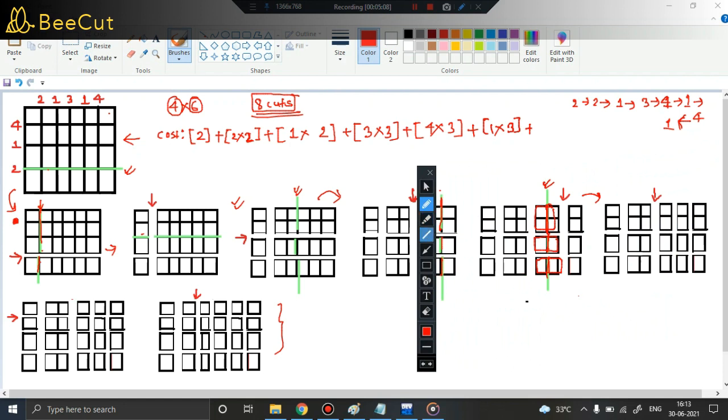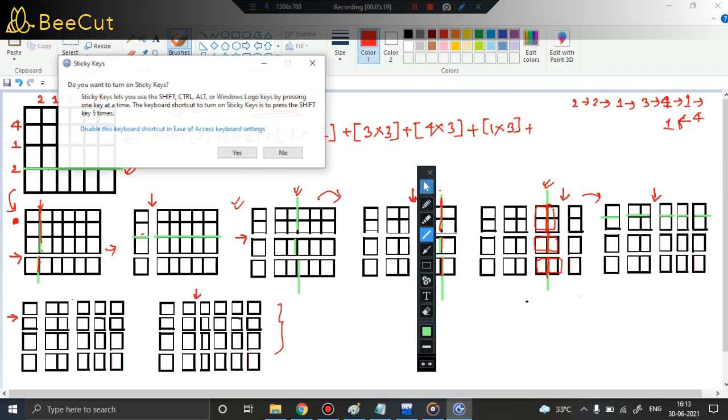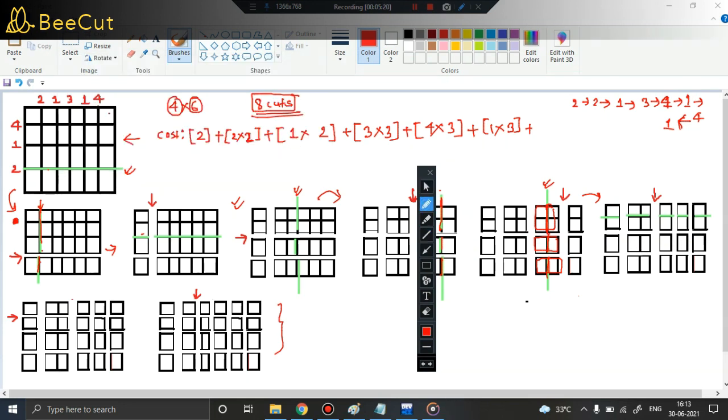Now again I am interested to cut it along which edge? Suppose this horizontal edge. 1 cut here, 2 cut here, 3 cut here, 4 cut, 5 cut. I hope you got the point. So basically, what is the cost of this edge? The cost of this edge is 4. So again I'll be doing 4 into how many times? 1, 2, 3, 4, 5. 5 separate pieces you cut with this, right? How will the block look like? This.